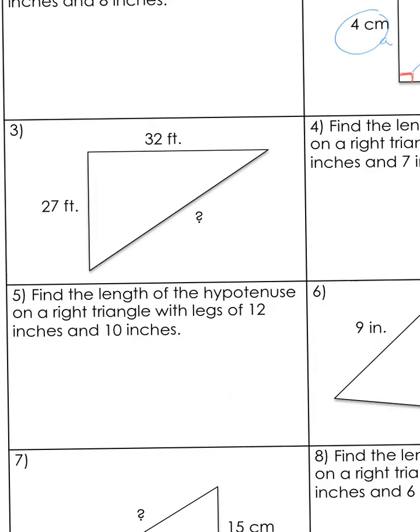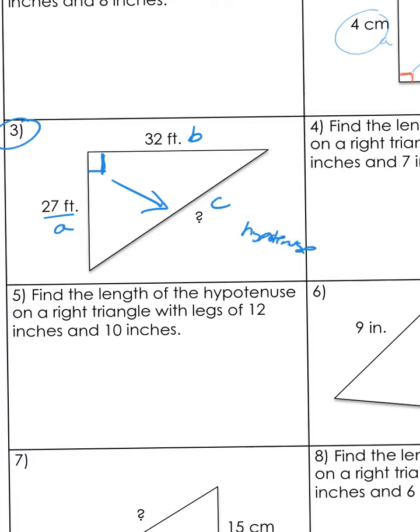Let me do another example with you. Sometimes your right triangle is turned a different way, so I'm going to do number 3. And one of the things I notice is that here is the right angle of this triangle. And again, I like to label the smallest side the A side, the middle side the B side, and the side opposite the 90-degree angle the C side, which is the hypotenuse.